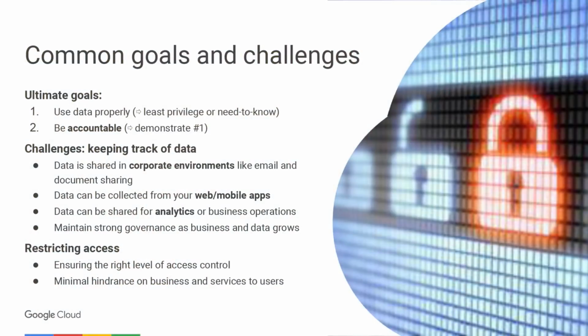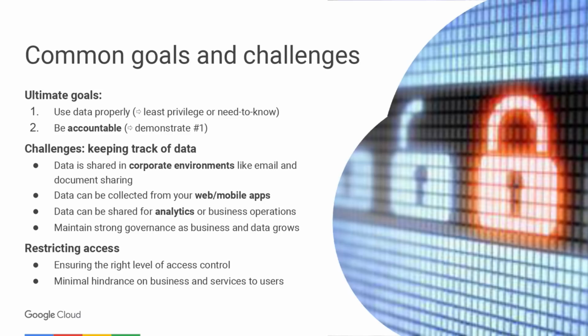Some examples of this, just to give some examples of PII, might be names, addresses, phone numbers, social security numbers. In financial or healthcare data, you may also have payment information like credit card numbers or sensitive health information about individuals. And so what are some of the common goals in handling sensitive data?